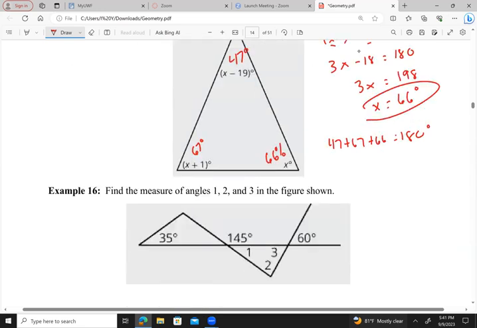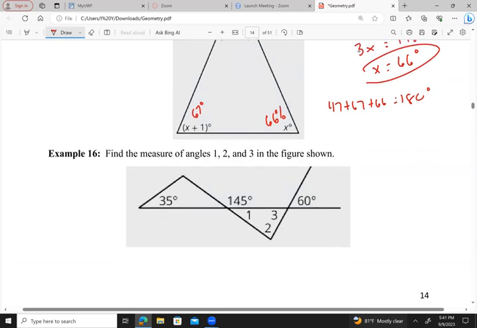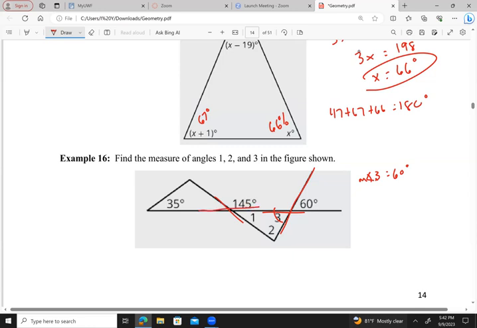Okay, let's get a little different here. Find the measures of angle 1, 2, and 3. Well, let's see what we got going on. Well, here I have two lines intersecting, vertical angles. Measure of angle 3 is going to be 60 degrees, right? Here I have the same thing. So what's this measure? Well, it's simply 180 minus 145, which is 35.